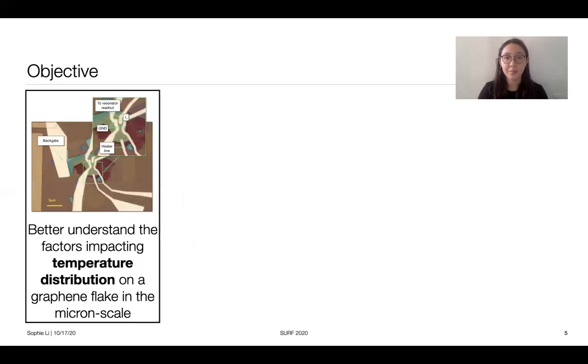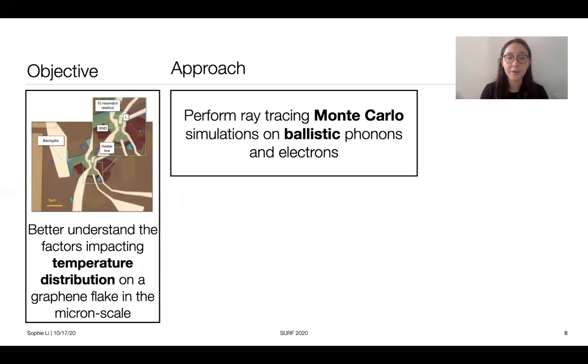As one might imagine, because of the accuracy of the detector, it's very important to exactly know what kind of temperature changes are actually happening on the graphene flake. And that was the main idea of my SURF project. It was to better understand the factors impacting the temperature distribution on a graphene flake in the micron scale. And the way we approached this problem was by performing ray tracing Monte Carlo simulations on ballistic phonons and electrons.